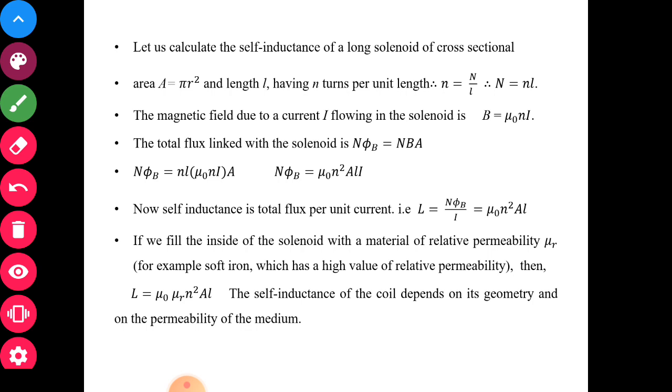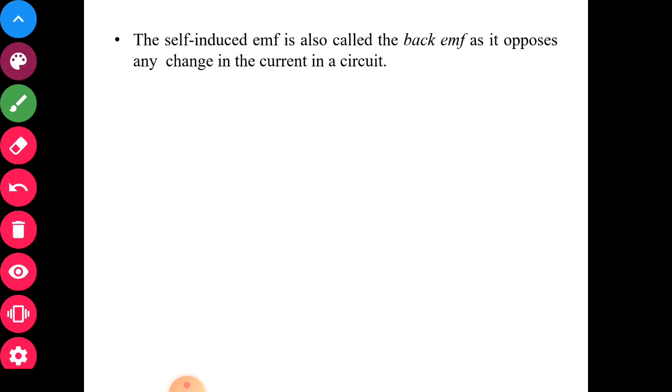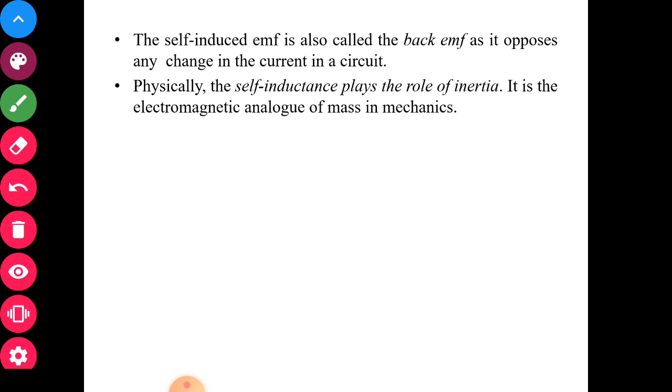The self-inductance of the coil depends on the geometry and on the permeability of the medium. As we have seen, the capacitance depends on the dimensions and the material within the two plates of the capacitor. The self-induced EMF is also known as back EMF, as it opposes any change in the current in the circuit. It is named back EMF because it opposes the very cause, that is the change in the current in the coil.